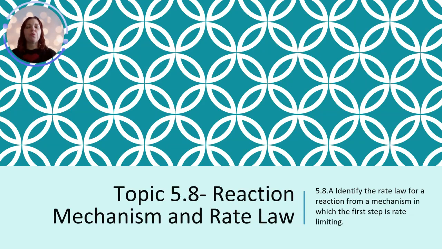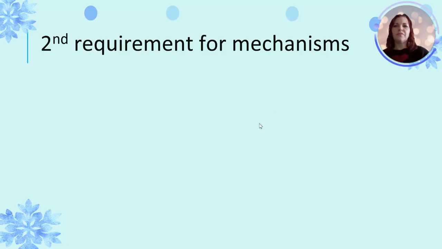Hello AP Chem students and welcome to topic 5.8, reaction mechanism and rate law. So the learning objective for this topic is 5.8.8, identify the rate law for a reaction from a mechanism in which the first step is rate limiting. So this really does build off of topic 5.7 when we talked about reaction mechanisms.